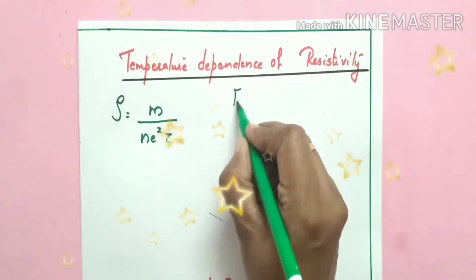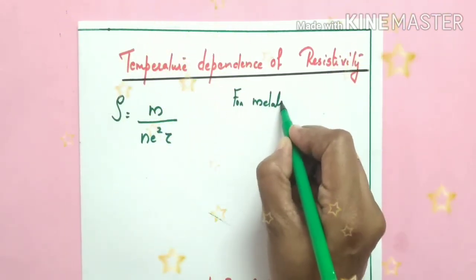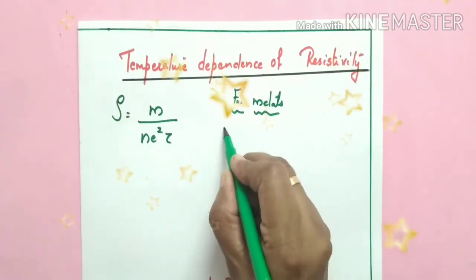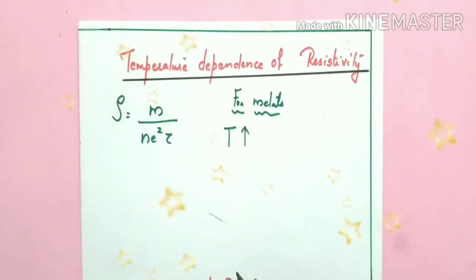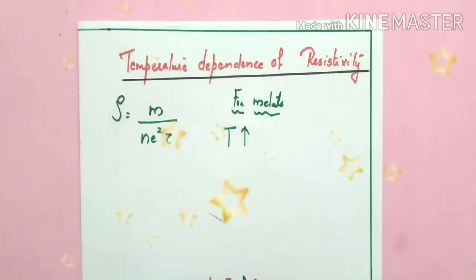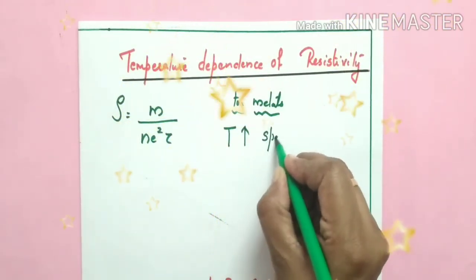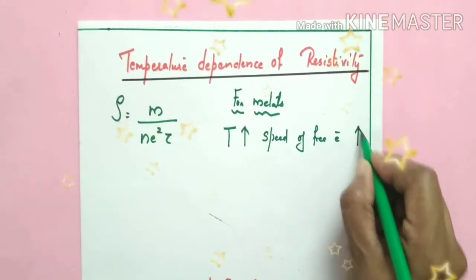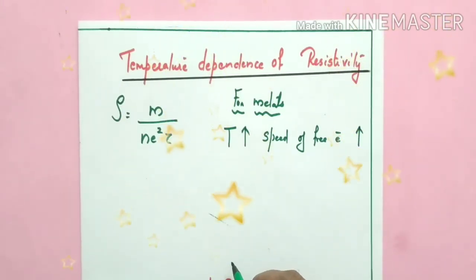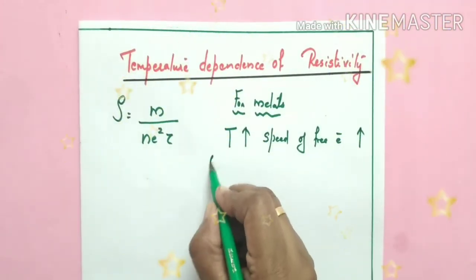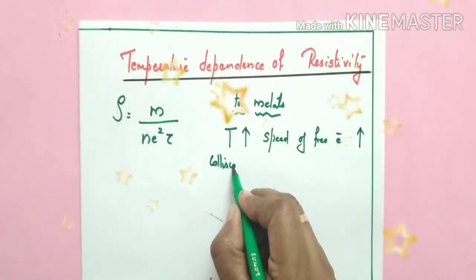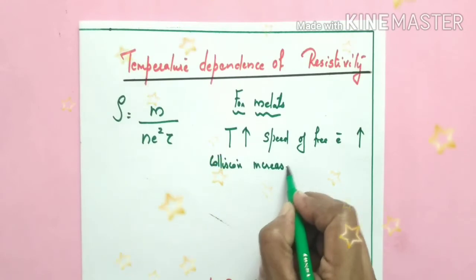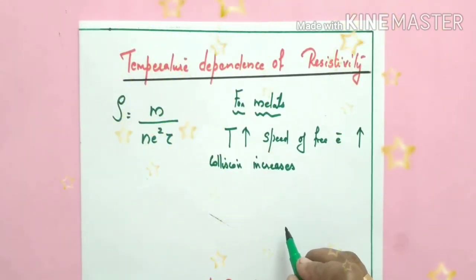Now, for metals, what happens as temperature increases? As temperature increases, the thermal speed of the free electrons increases. As speed increases, what happens? The collision rate increases. So as collision increases, what happens to the time between two successive collisions?